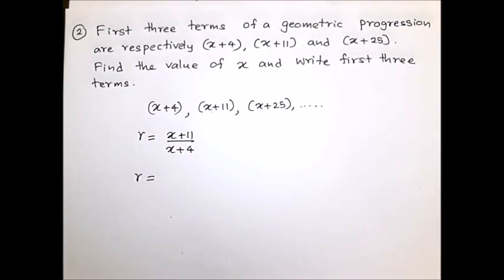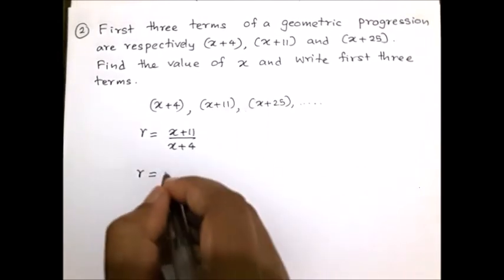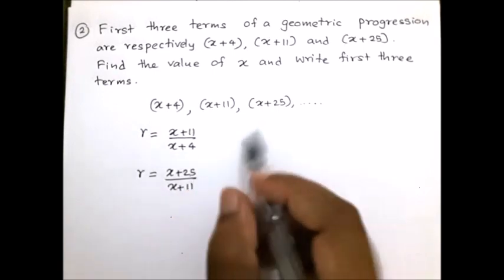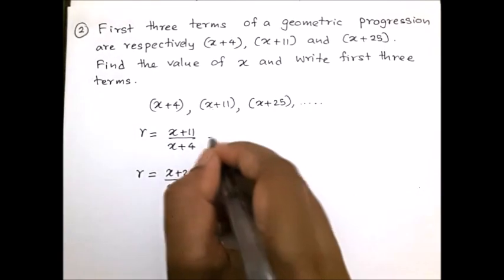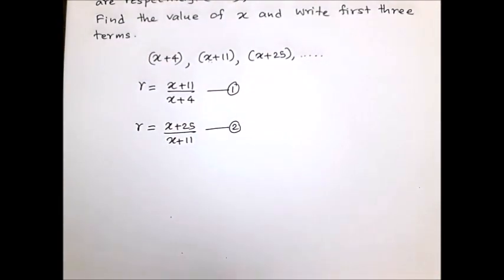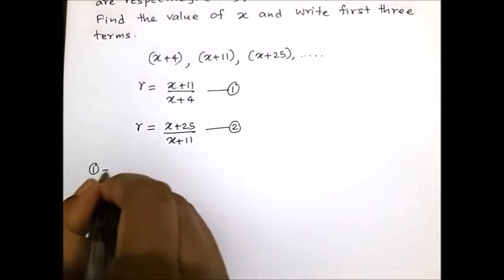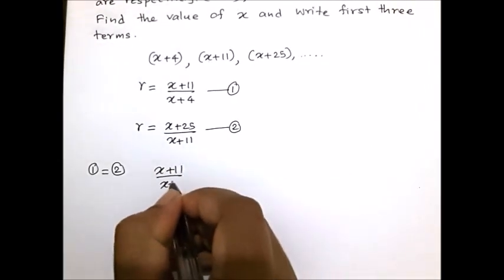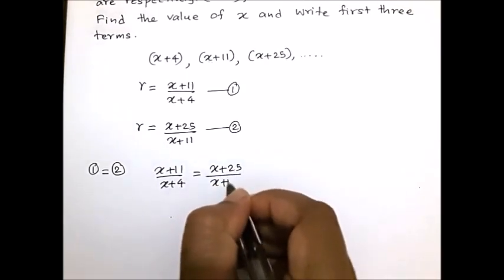Again I am going to find the common ratio using these two. Divide the third term by the second term. Again you can find the common ratio. To find the common ratio, divide a certain term by the previous term. Take this one as the first equation and this one as the second equation. You can see the left hand sides are equal, so the right hand sides are equal. Equation 1 equals equation 2: (x + 11)/(x + 4) = (x + 25)/(x + 11).